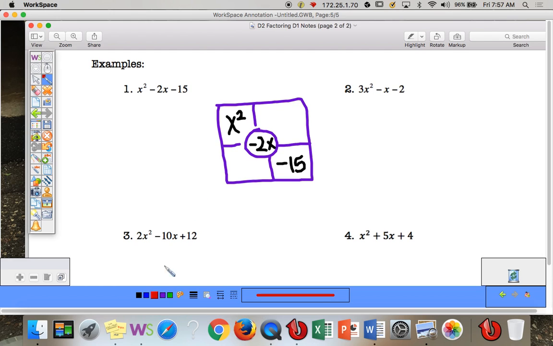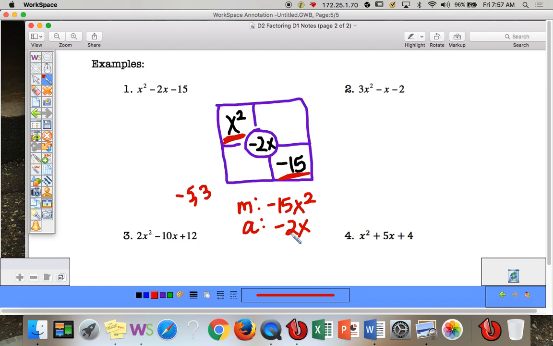The next step is we're going to multiply the first number and the last number together. So we're going to get negative 15x squared. We want two things that multiply to negative 15x squared that add to our middle circle, negative 2x. So ignore the x's at first, just look at the numbers. What multiplies to negative 15 that adds to negative 2? So I can think of, let's see, negative 5 and 3.